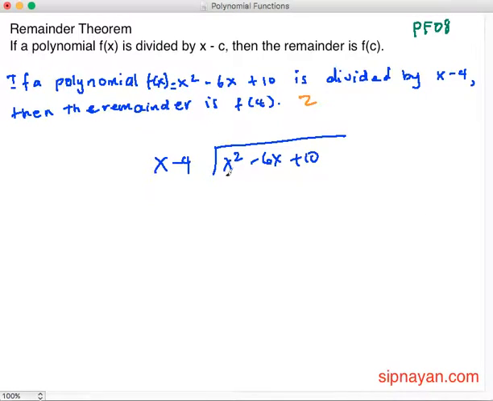So, divide natin. X squared divided by x is x. X times x is x squared. And then minus x times 4 is 4x.